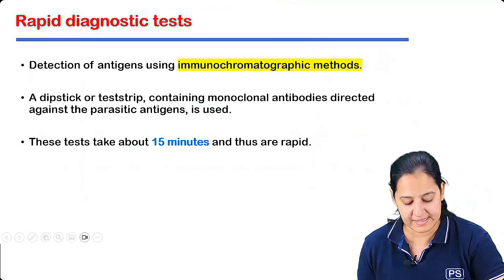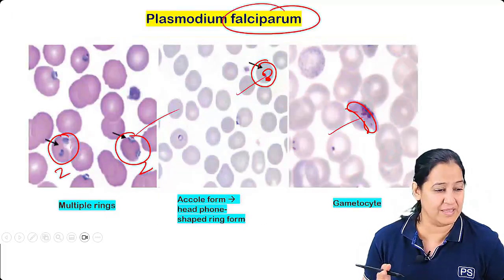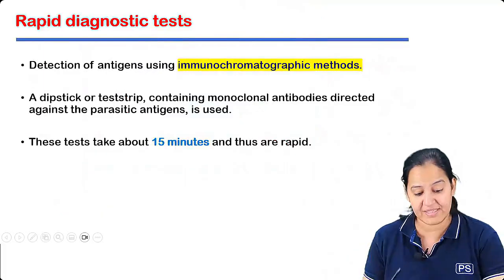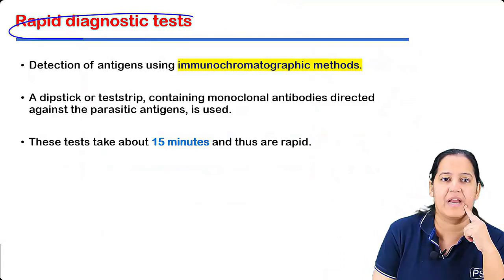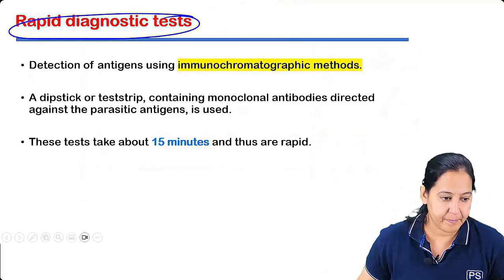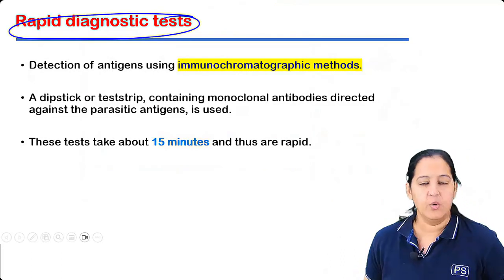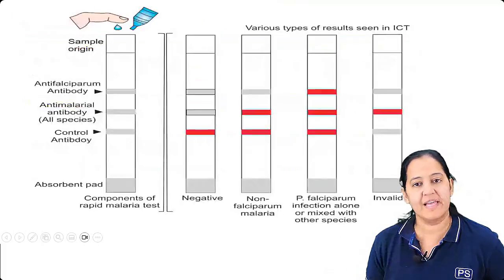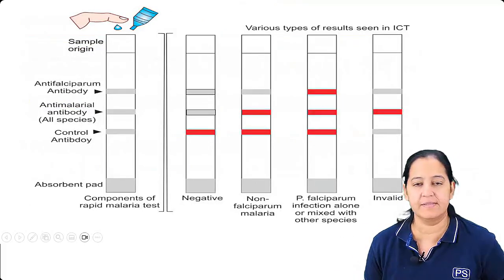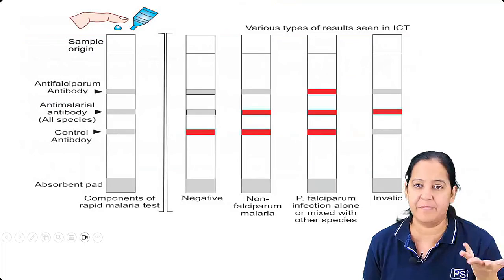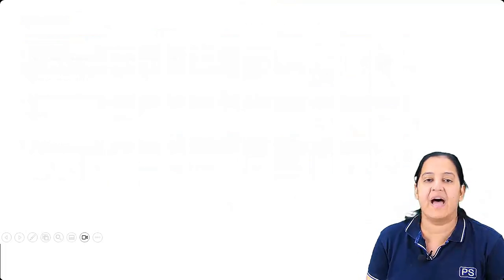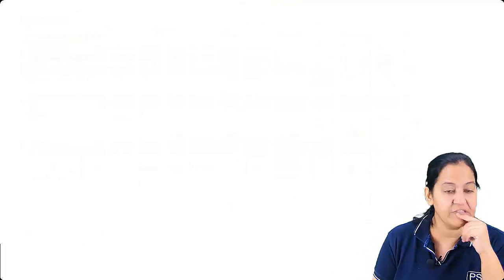One more test is there. Sometimes the blood smear is not clear and we can miss. So a better test is available. That test is known as the rapid diagnostic test. What do you call it? Rapid diagnostic test. What do you mean by rapid diagnostic test? It's like the pregnancy kit. It's a kit test. The results are there in just 5, 10, 15 minutes.